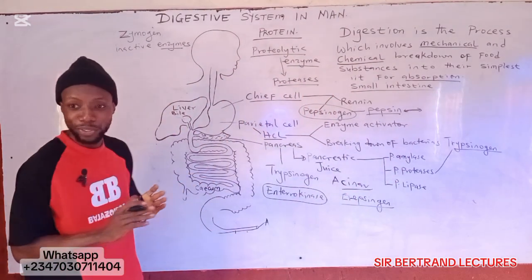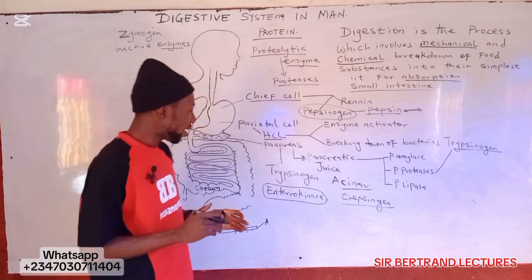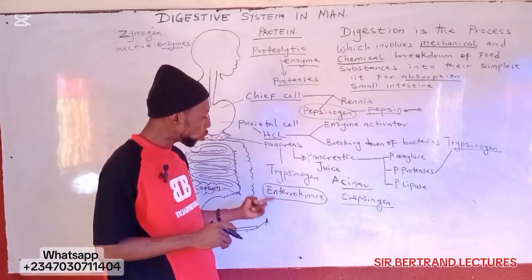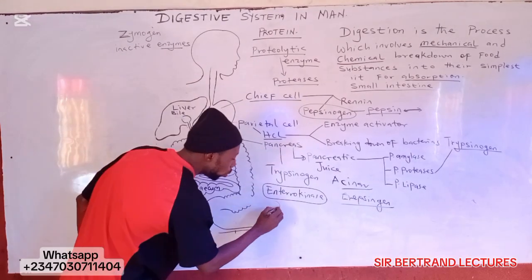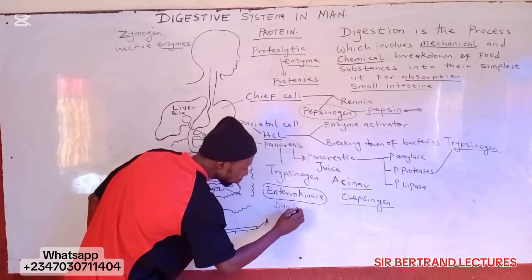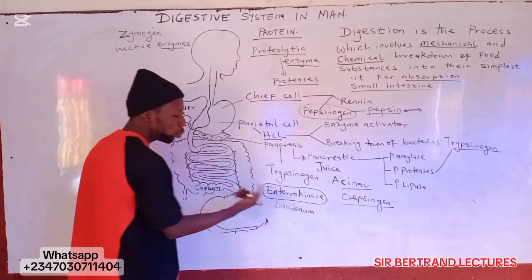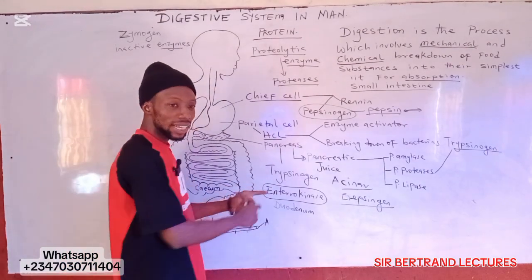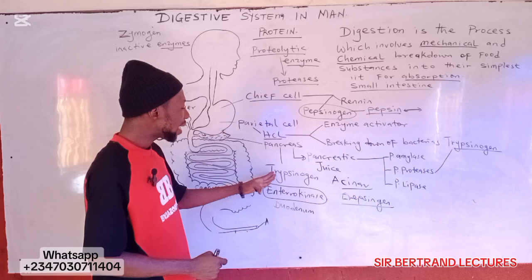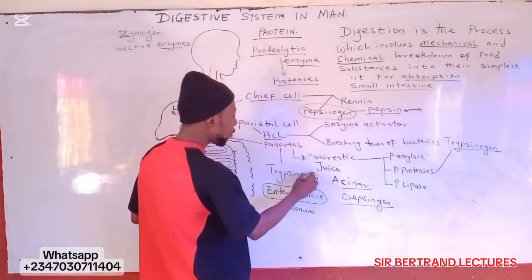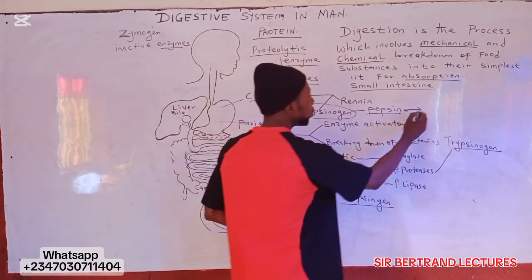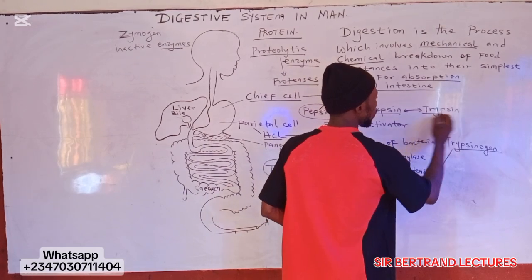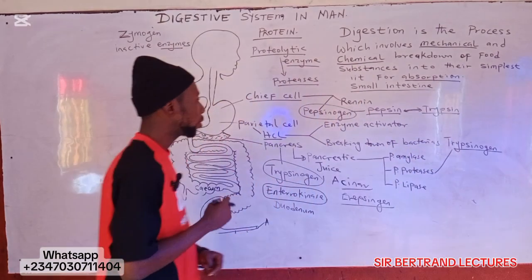I hope you are following, right? Then trypsinogen is activated by enterokinase produced by the brush border of the duodenum. Enterokinase is an enzyme activator that acts on trypsinogen and converts trypsinogen to trypsin, as we have on the board.